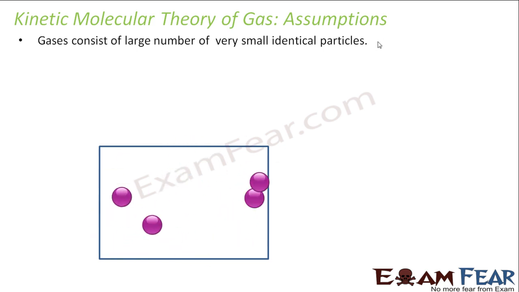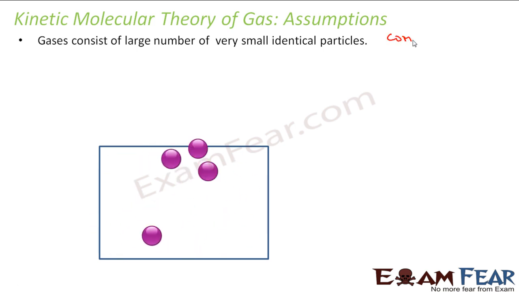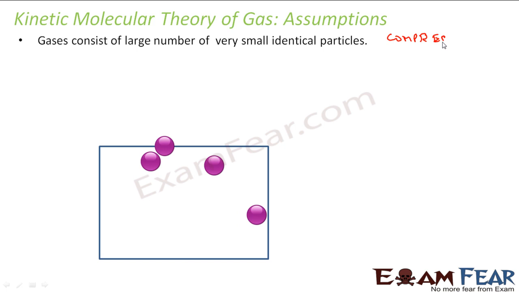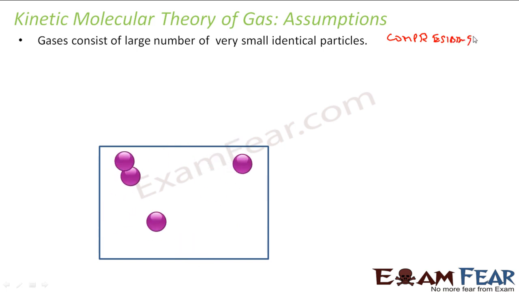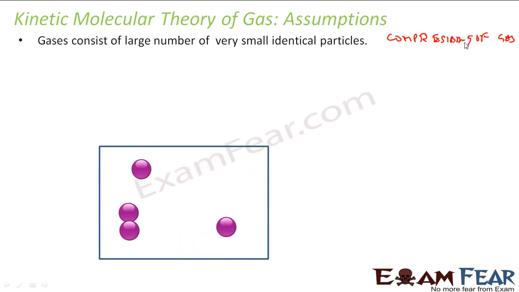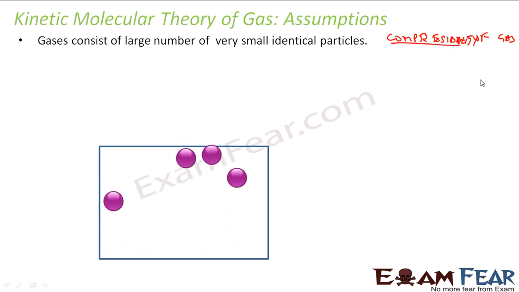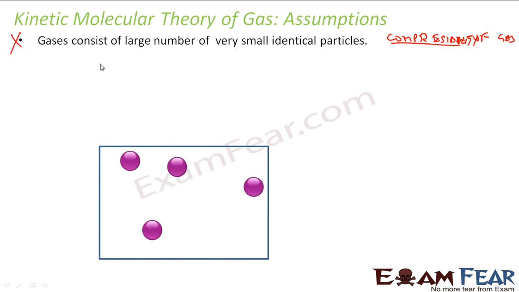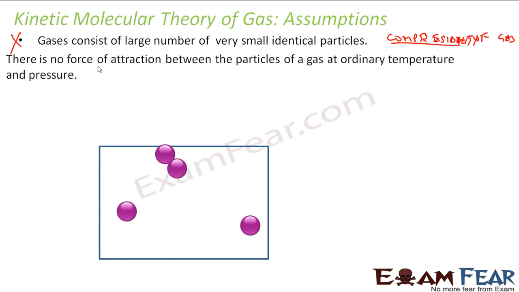This is something which explains the compressibility of gas. Why? Because it assumes that the gas consists of very small identical particles. See, the particles are identical. But this is wrong actually. We will show that this assumption is wrong. So this is the first assumption of the kinetic molecular theory of gas.